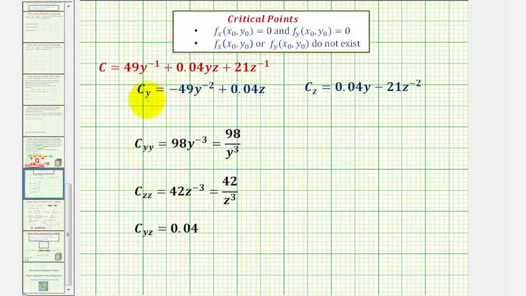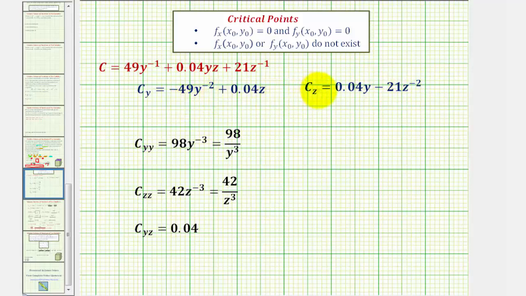So for the first partial with respect to y, we would differentiate with respect to y, treating z as a constant, which would give us this partial derivative here. For the first partial with respect to z, we would differentiate with respect to z and treat y as a constant, which would give us this first order partial derivative.